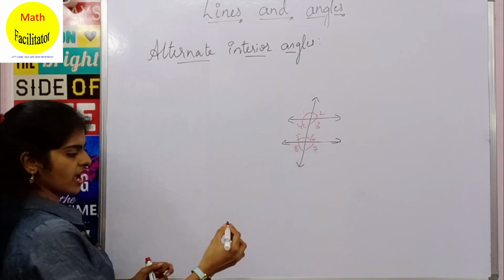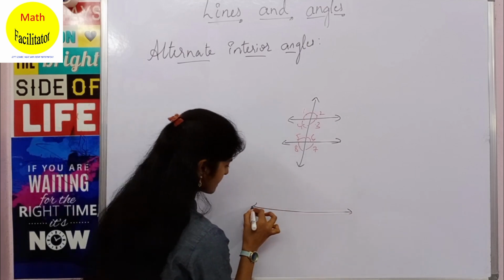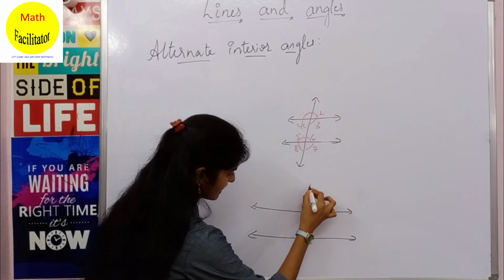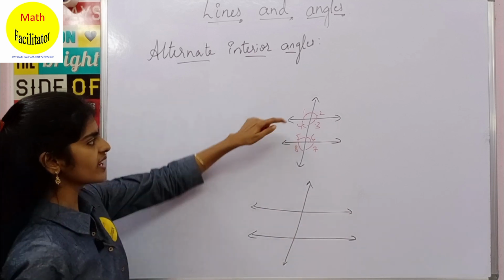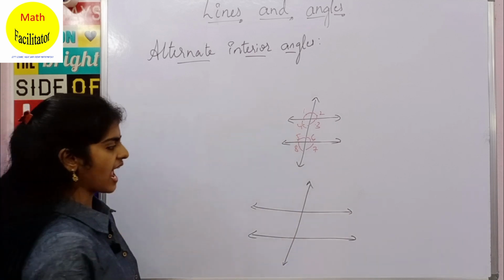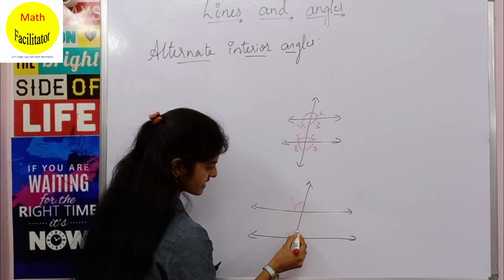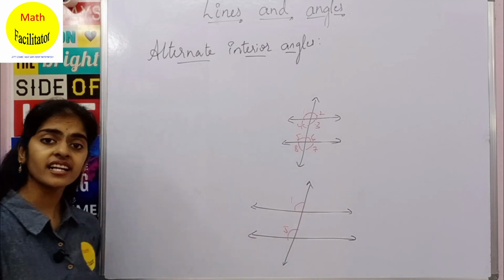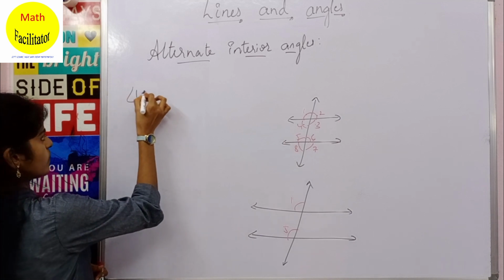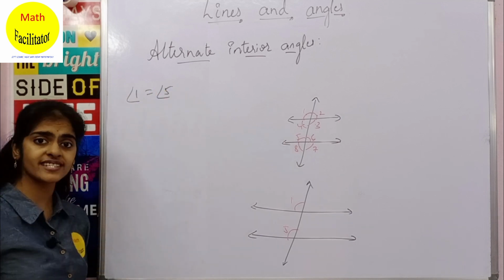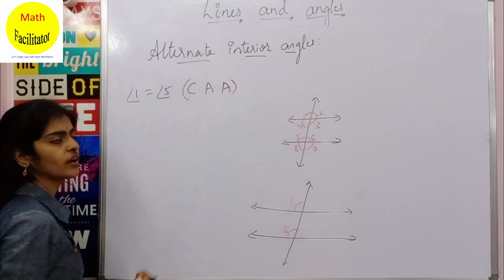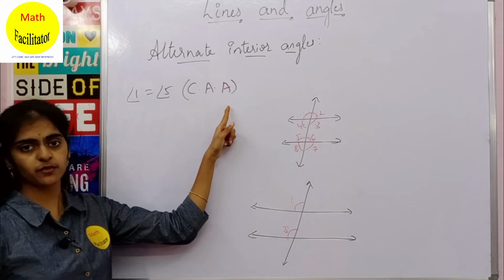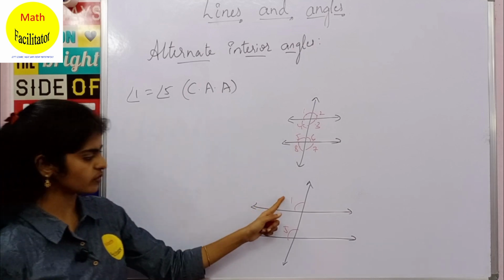Among these 8 angles, let me consider these. These are the parallel lines, and this is the transversal. Now see how angle 1 and angle 5 are. This is angle 1 and this is angle 5. They are corresponding angles. So can you write angle 1 is equal to angle 5 using what? Using the corresponding angles axiom, you can say angle 1 equals angle 5 because they are corresponding angles.